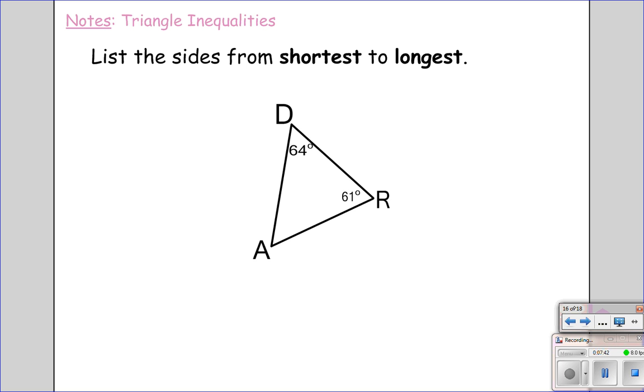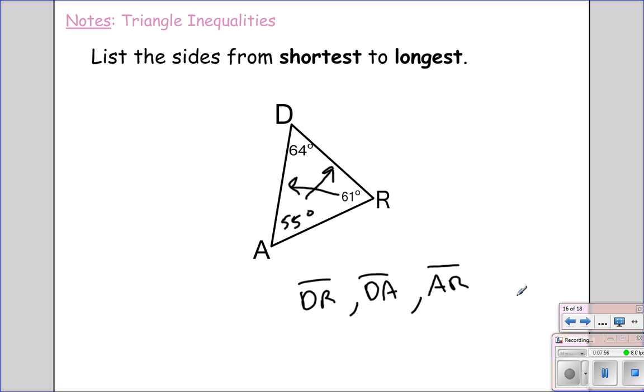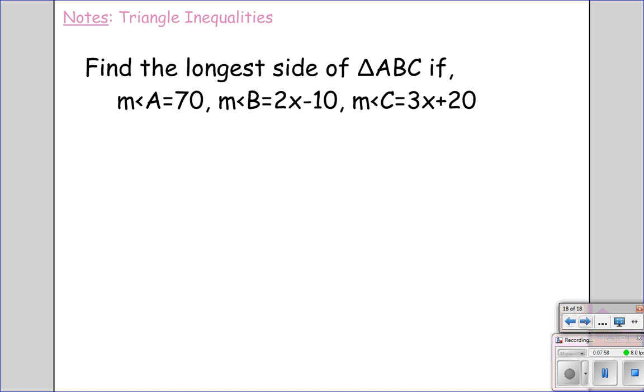Okay, sometimes you have to find the missing angle, so we know a triangle adds up to 180, so this will be 55. And then we can list the sides from shortest to longest. DR, DA, and finally AR. And I think you probably get the concept.